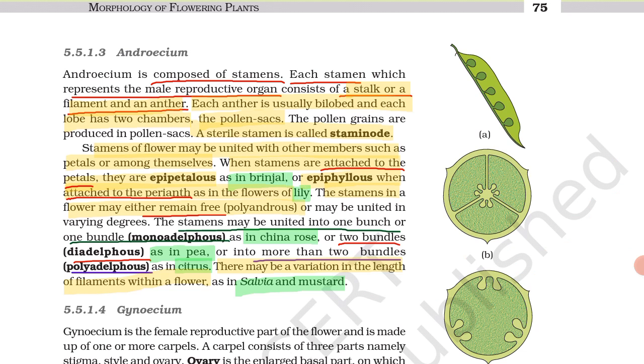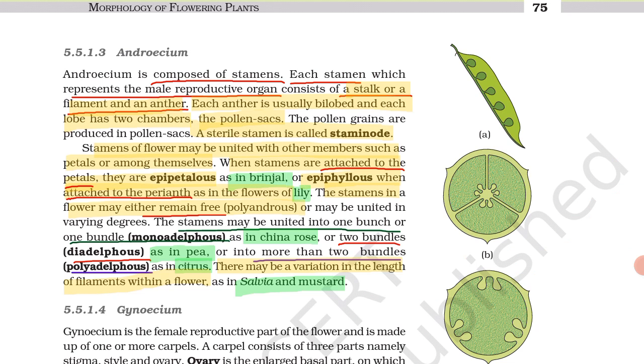Stamens of flower may be united with other members such as petals or among themselves. When the stamens are attached to the petals, it is epipetalous, seen in brinjal, and when the stamens are attached to the perianth, it is epiphyllous, seen in lily. The stamens in flower either remain free, it is polyandrous, or may be united in varying degrees.